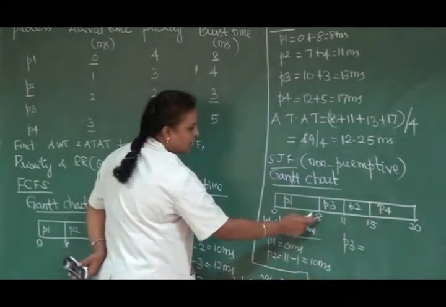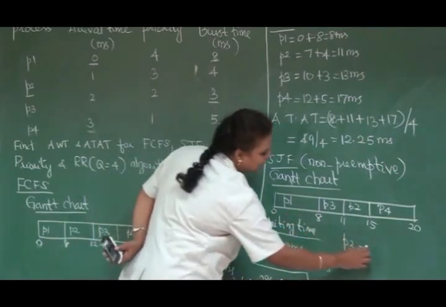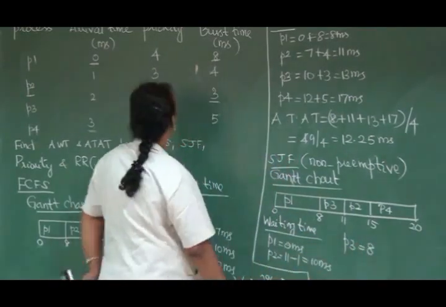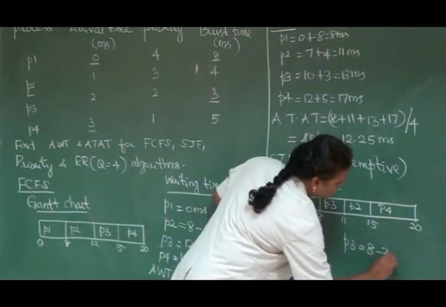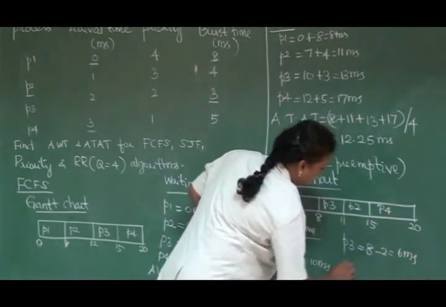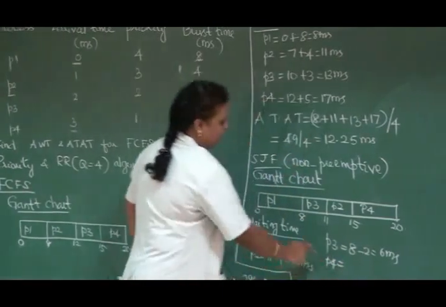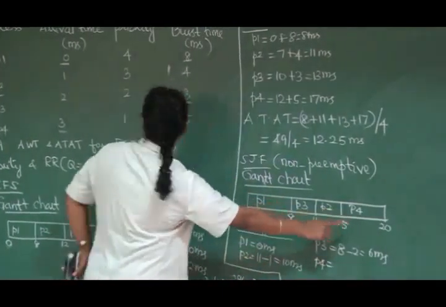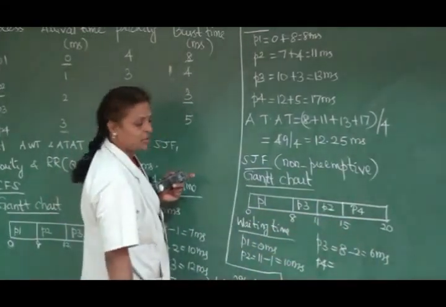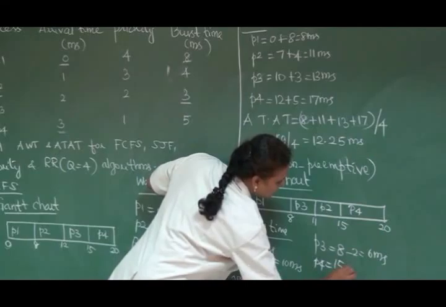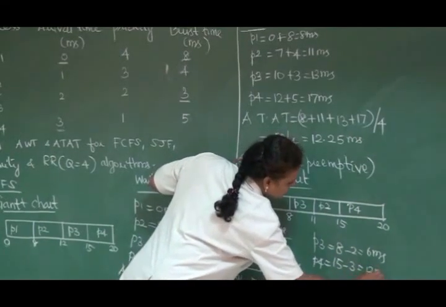Then P3 gets the CPU in the 8th millisecond, so its waiting time is 8, but it arrived at the 2nd millisecond, so minus 2. So this is 6 milliseconds. And P4 arrived at the 3rd millisecond, but it gets the CPU at the 15th millisecond. So 15 minus 3, so 12 milliseconds.